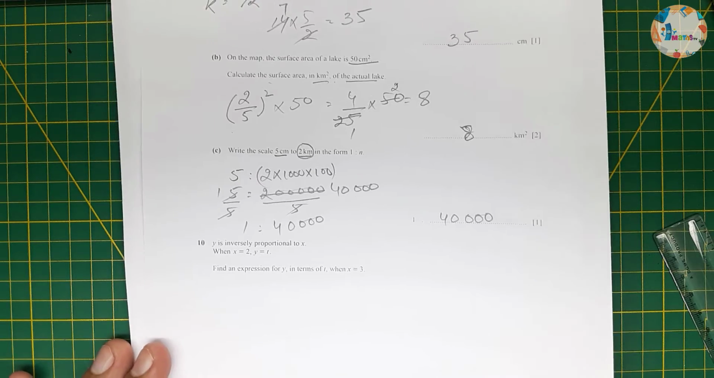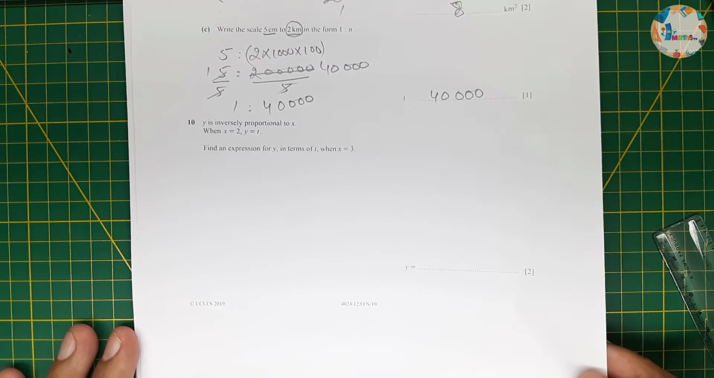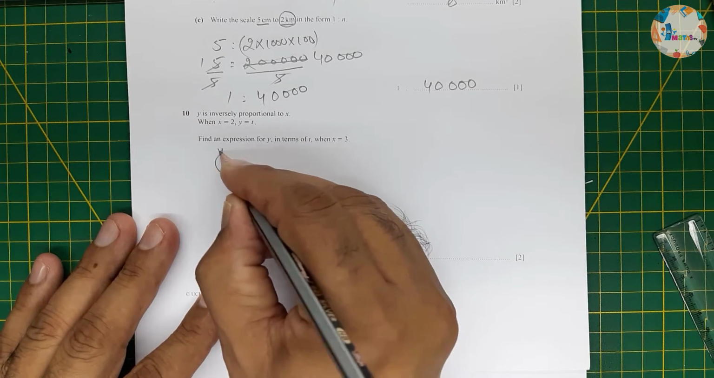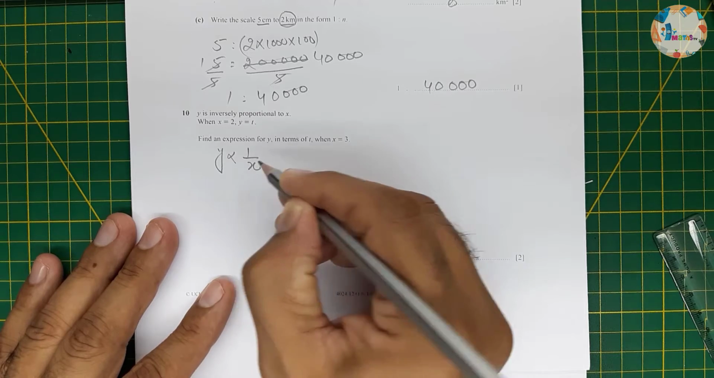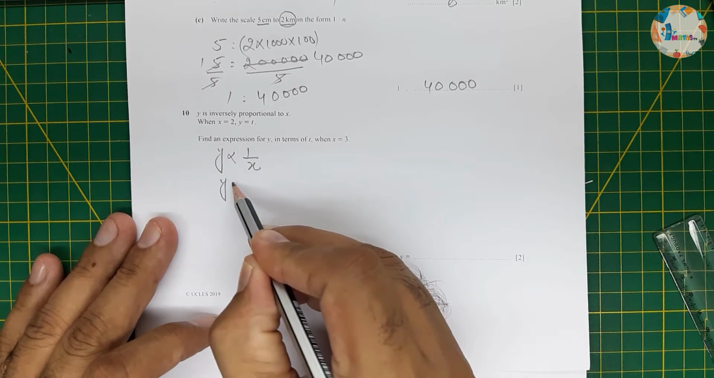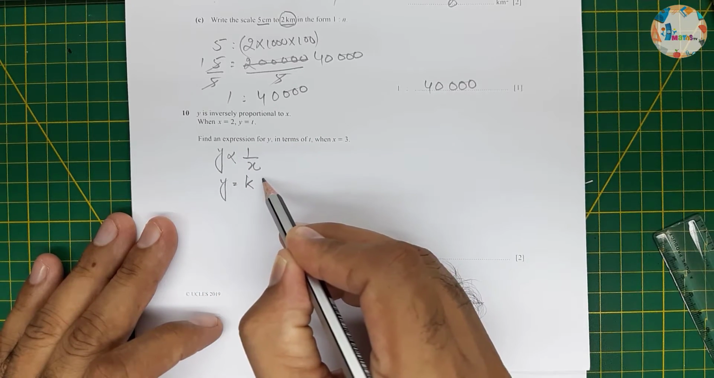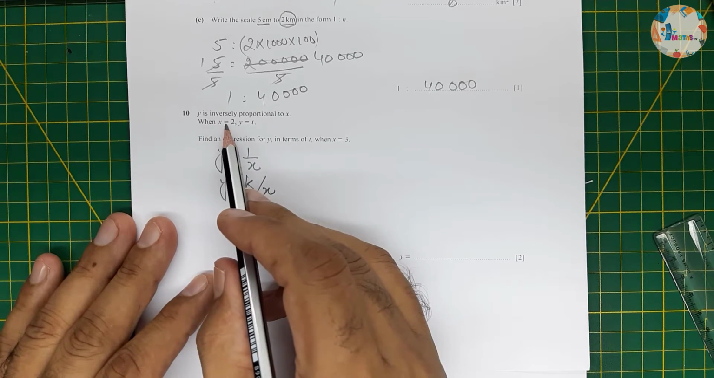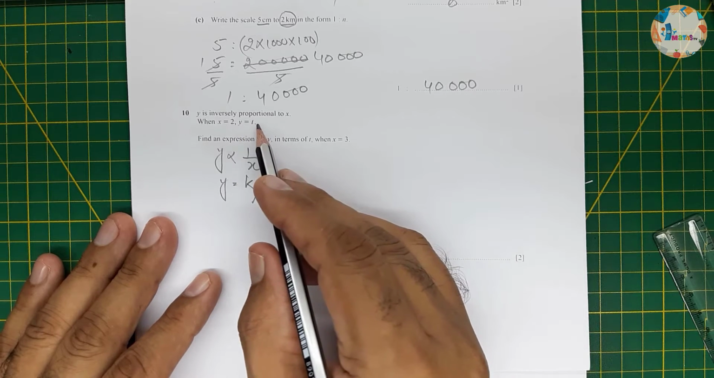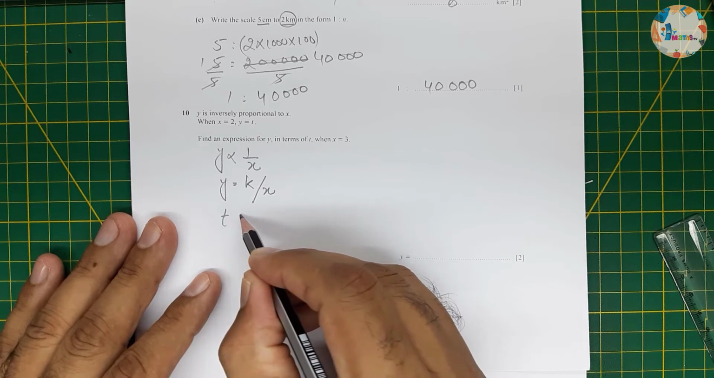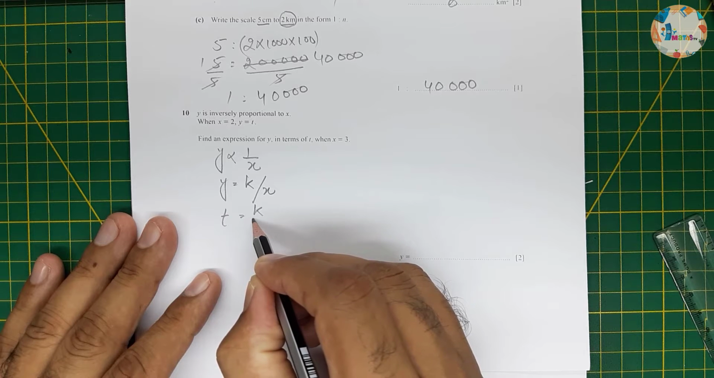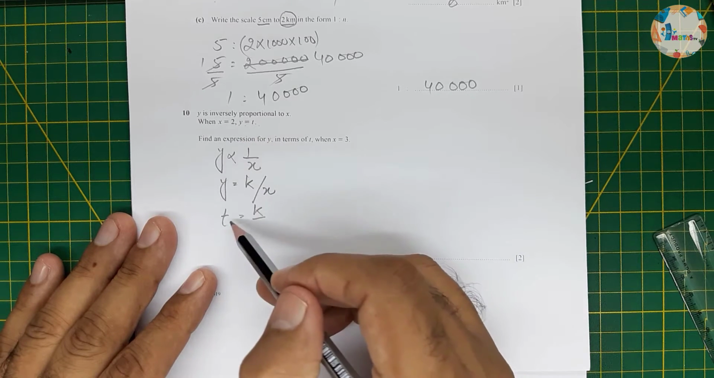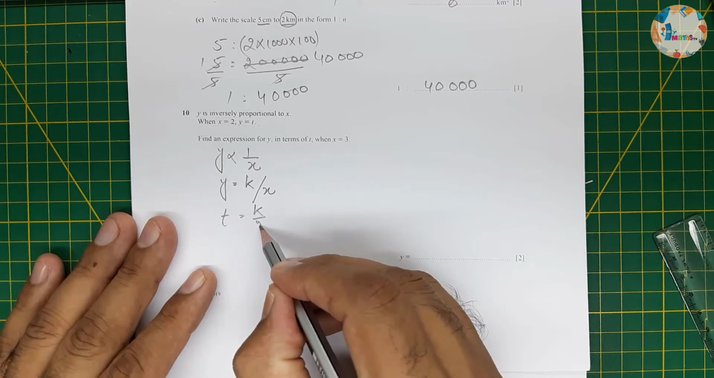Question number 10. Y is inversely proportional to x. So we can write y is inversely proportional to x. So this implies y is equal to k over x, like this one, and when x is equal to 2, y is equal to t. So t is equal to k over, basically y is equal to t and x is equal to 2. So we'll write here 2.